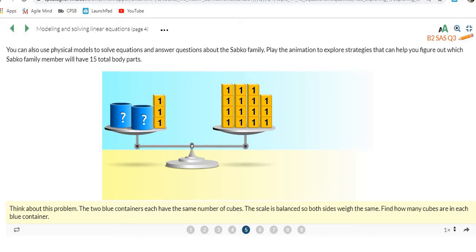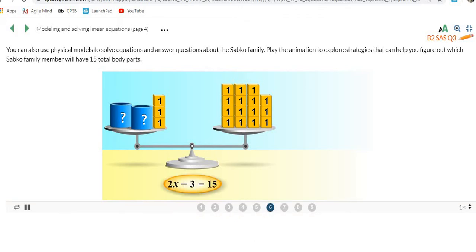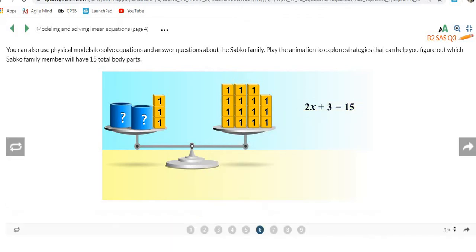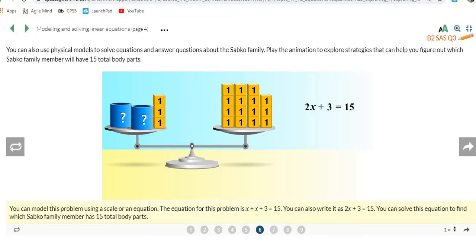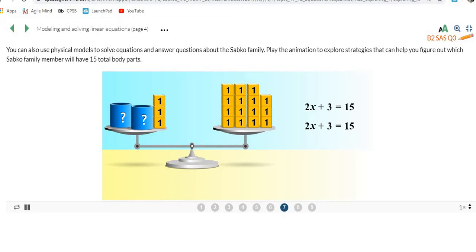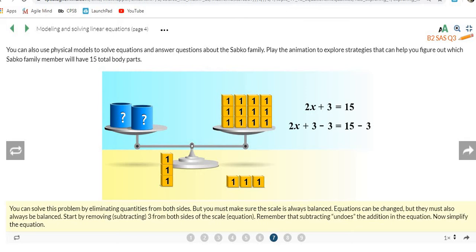So, last problem, I just got the cups by themselves. So, how many blocks need to be taken off of both sides to get the cups by themselves? 3. So, I'm going to take away 3 blocks. Here in a second, I'll take away 3 blocks. So I took 3 blocks off of both sides. So 2x plus 3 equals 15. This would be my work.